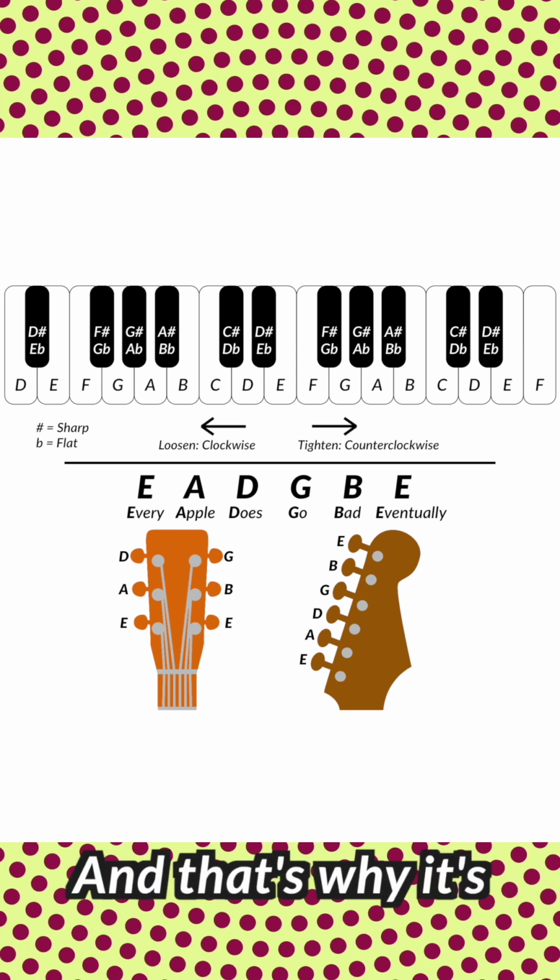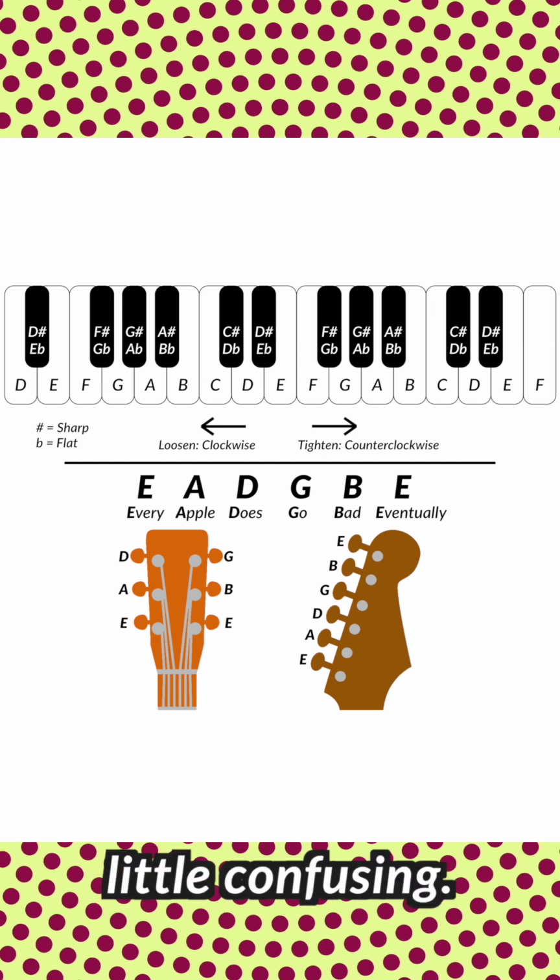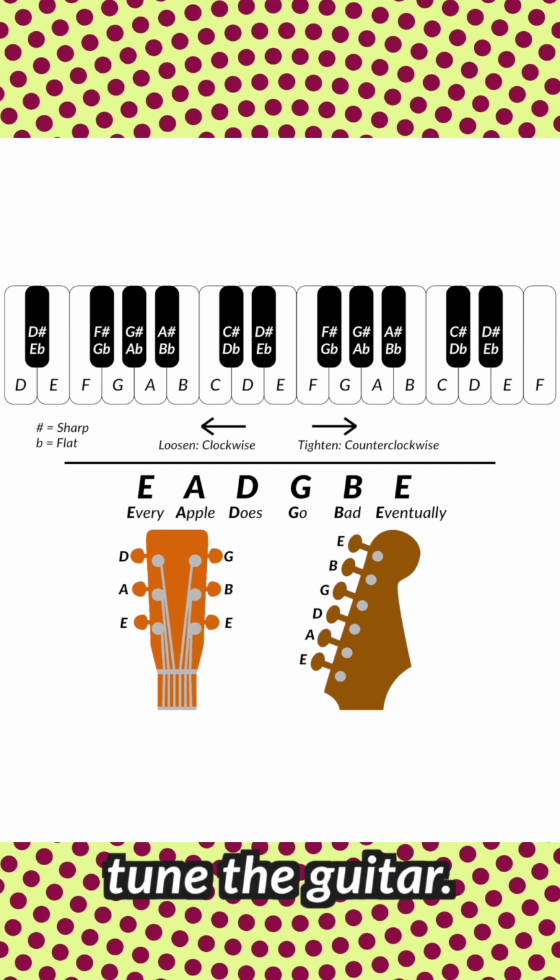Now, where the guitar comes in is we need to make each string match a certain note on the piano, and that's why it's important to have a basic understanding of this, even if it's still a little confusing, because we're going to use this alphabet to tune the guitar.